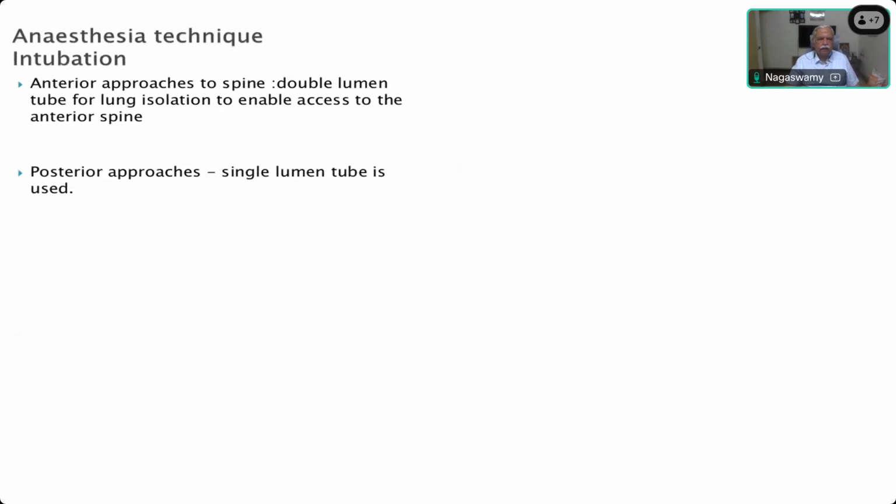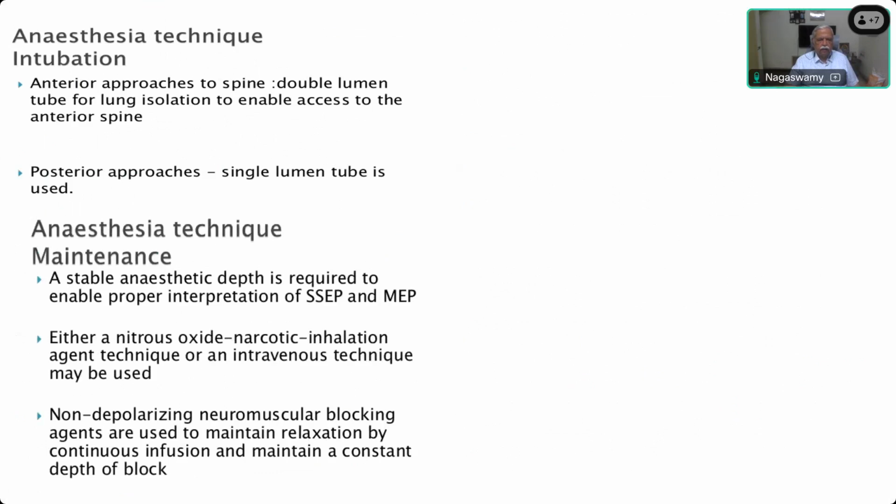And for the anesthesia technique, in the anterior approach to the spine, you have to use a double lumen tube for lung isolation. In the posterior approach, you can use a single lumen tube. And in maintenance, a stable anesthetic depth is very important. Nitrous oxide narcotic inhalation agent or an intravenous technique may be used. So if there is no neuromonitoring, you can go for the conventional nitrous oxide narcotic inhalation technique with a volatile anesthetic agent. If neuromonitoring is being planned, then you have to go for TIVA or TCI.